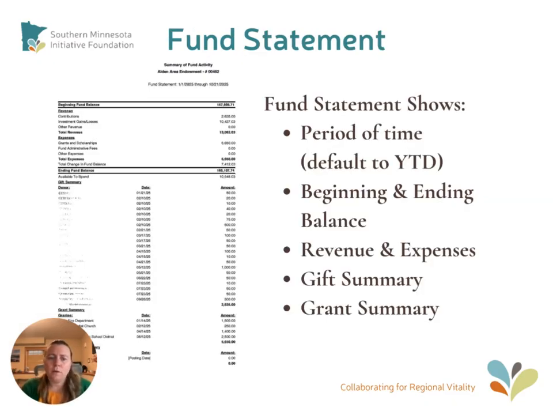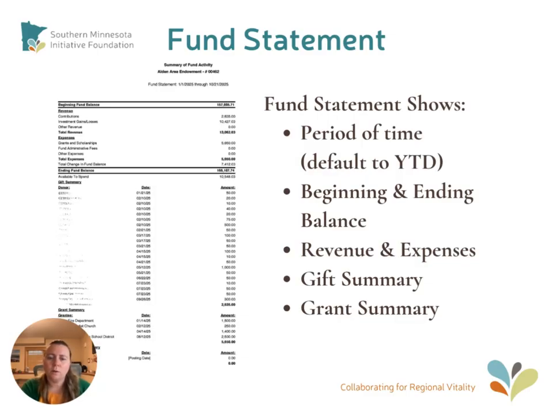If you want a full fund statement, then go to that navigation at the top. And here you can see the period of time that you select. It's going to default to the year to date. So for example, if you're clicking into the fund statement in July, it's going to show you January 1st to whatever that day in July is that you happen to be in there. But you can change that period of time.